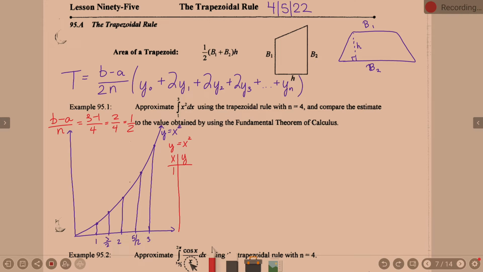So when x is 1, what is y? 1, because 1 squared is 1. When x is 3 halves, what is y? 9/4. Square 3 halves, and it's 9/4. When x is 2, y is 4. When x is 5 halves, y is 25/4. And when x is 3, y is 9.